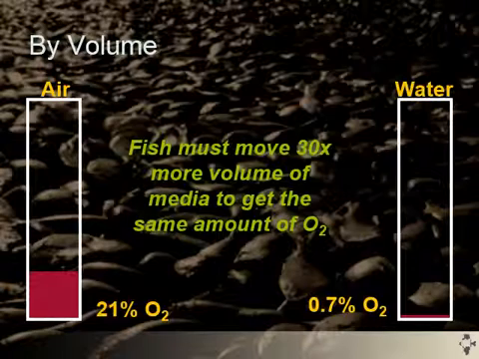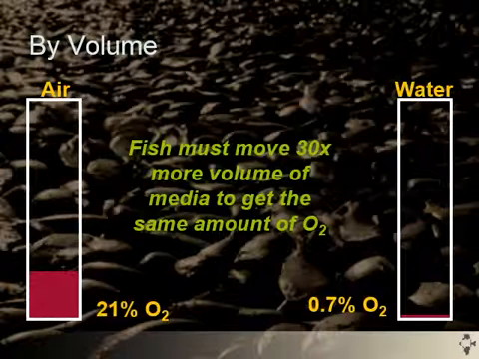Now, in order to gain access to the same amount of oxygen that would be found in atmospheric air, the fish are going to have to move 30 times as much of the respiratory medium, water in their case, to gain the same amount of oxygen. So that either means that they have to expend 30 times more energy to get the same amount of oxygen, or their lung or their respiratory structure, gill, what have you, would have to be 30 times as large or 30 times as efficient.